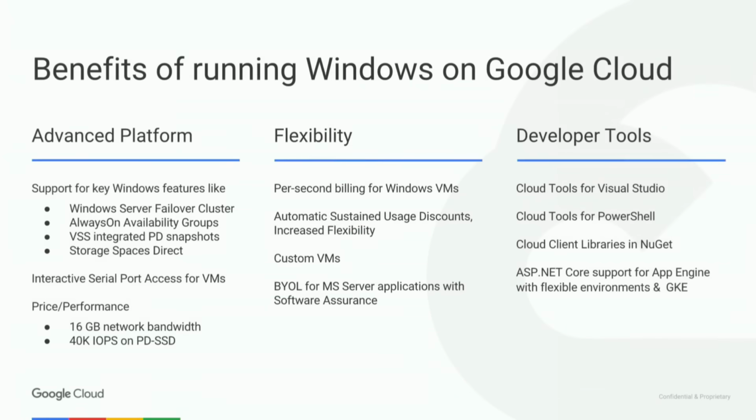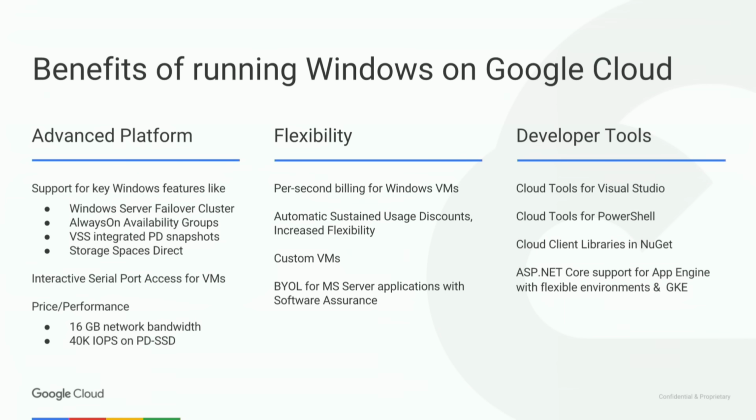Flexibility is another reason why customers like to bring their Windows workloads to Google Cloud. Custom VMs are great. You don't have to go in predefined standard machine shapes. You can actually pick and choose what number of vCPUs and how much memory you need to make sure that your workload can run well on that VM.